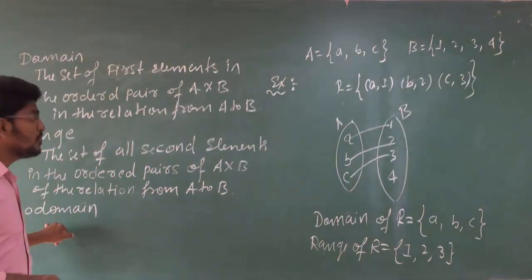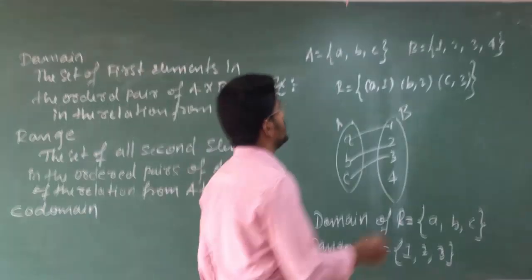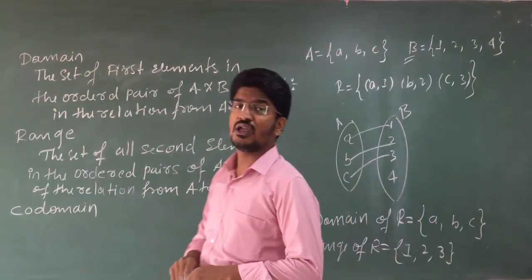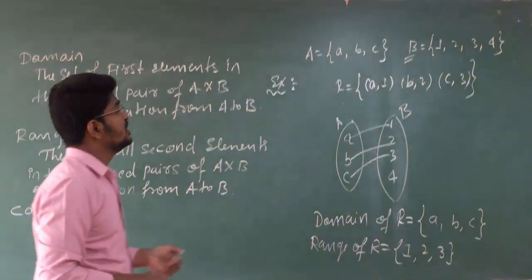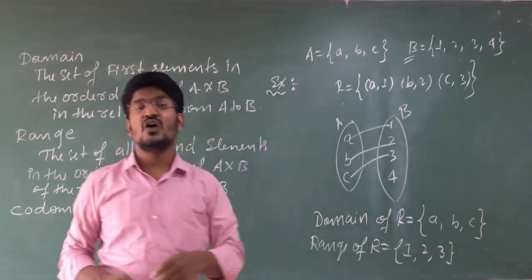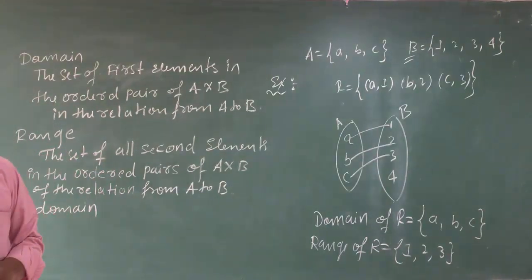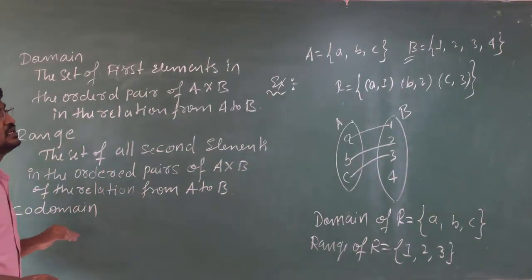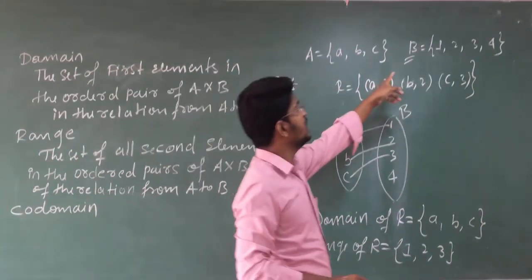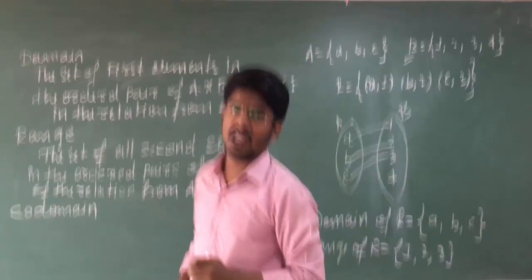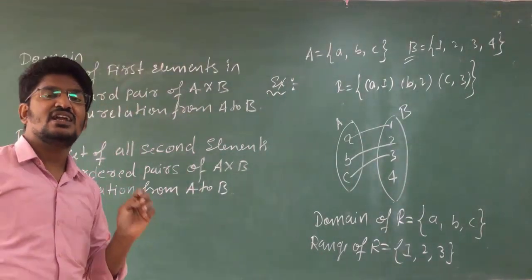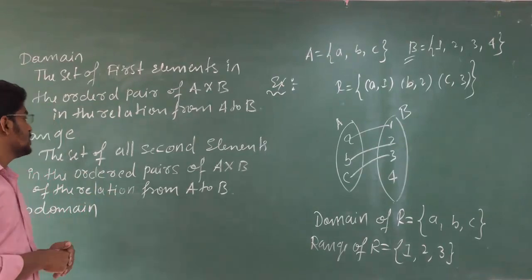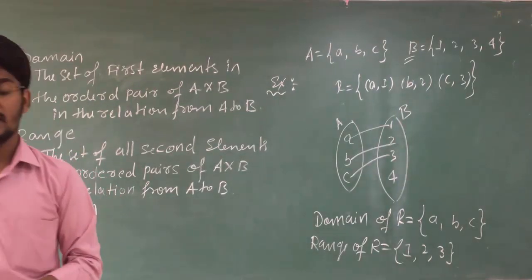Okay? Codomain means the set B. The complete set B is called codomain. Anyways, complete set A is called domain. Are you getting my point? So codomain is your set B in the A cross B. Clear? Codomain is the defined set B in A cross B. Clear? Okay. Pause this video and take the notes.